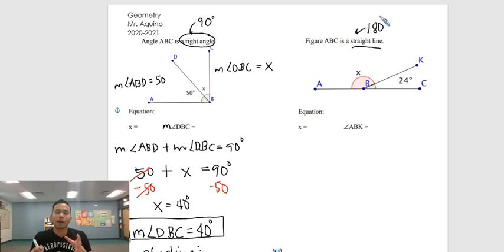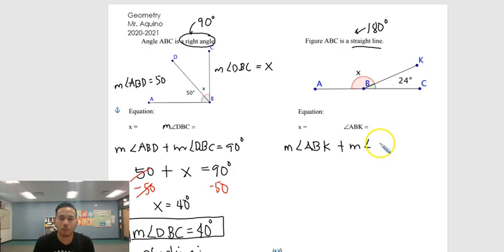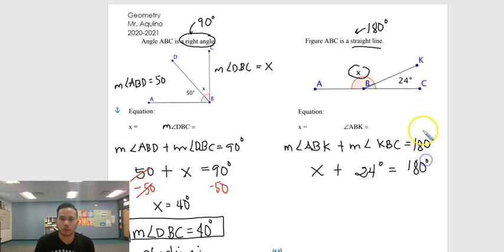So, when I'm going to add the measurement of angle ABK plus the measurement of angle KBC, it's equivalent to 180 degrees. Mr. Where did you get that 180 degrees? It's there. It says there it's a straight line. Okay, so what is the measurement of ABK? ABK is x, so I'm going to put x there, plus the measurement of KBC. KBC is 24 degrees, is equal to 180 degrees.